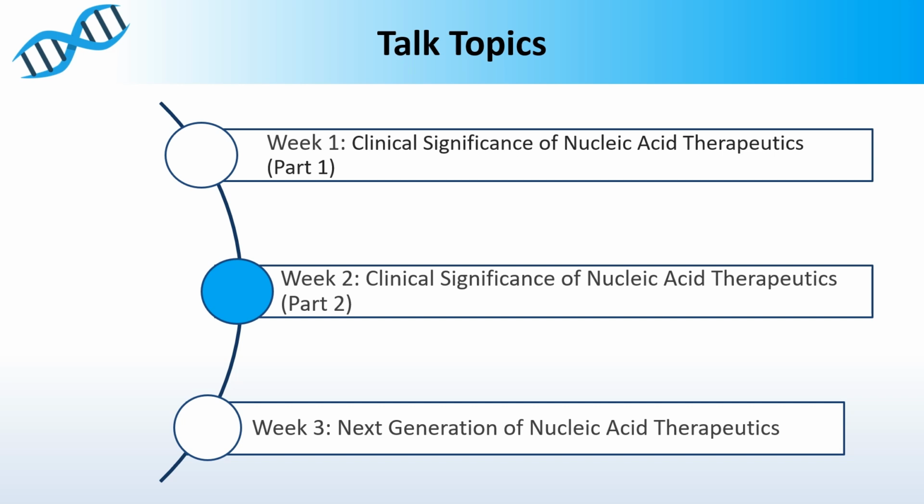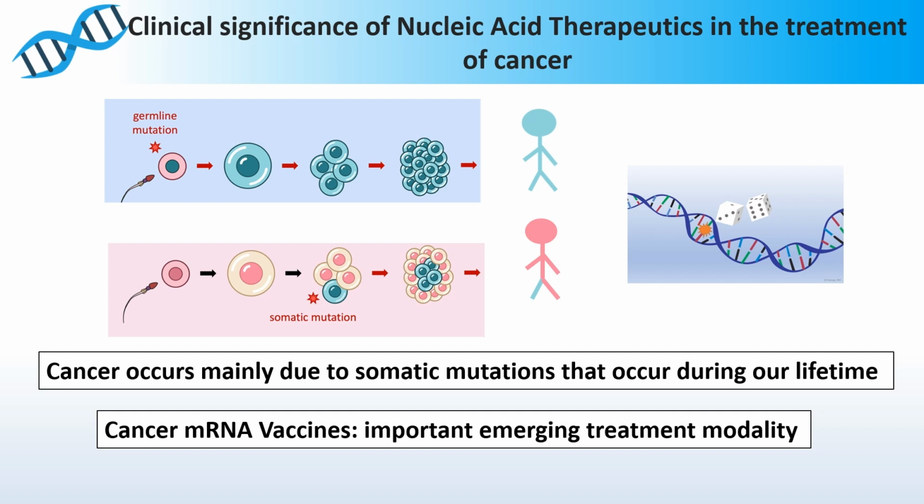So, unlike the conditions we focused on last week, that are due to inherited or germline mutations, cancer is not generally thought of as an inherited condition. It occurs as a consequence of mutations that occur in certain cells during our lifetime, referred to as somatic mutations.